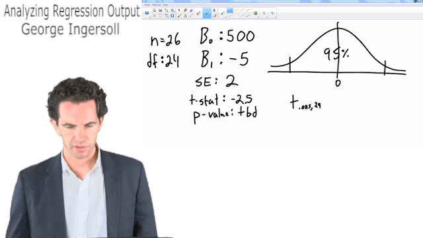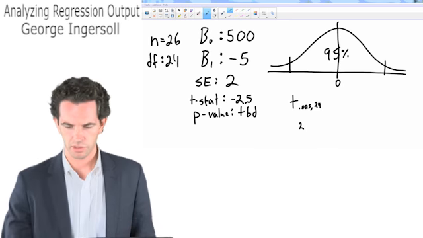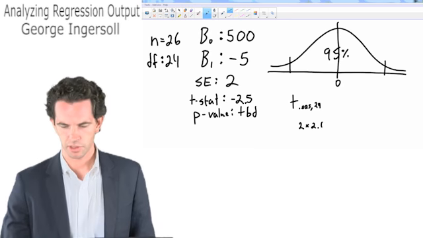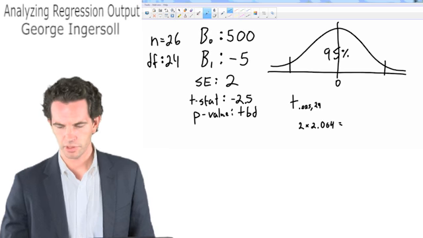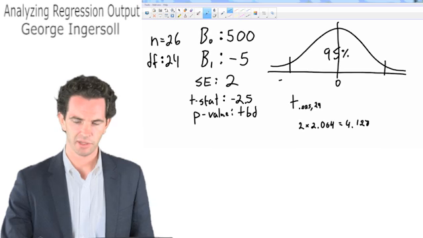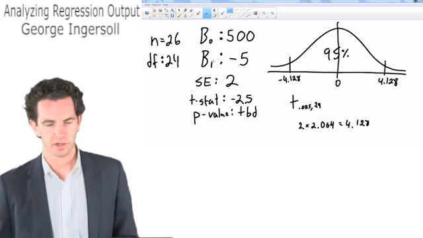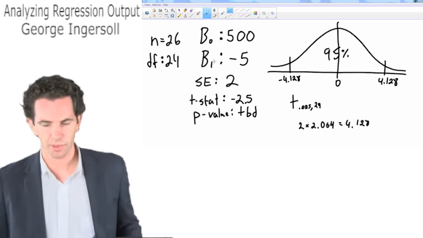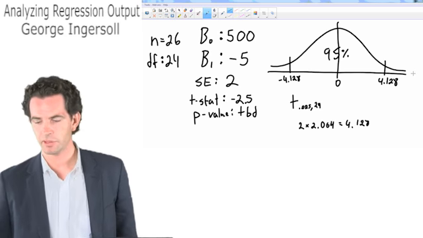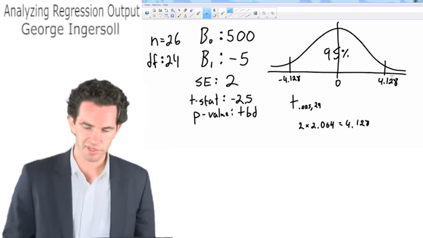Now, our standard error is 2. That's like our standard deviation. So 2 times 2.064 is equal to 4.128. So we're going to be out here at negative 4.128, and over here at positive 4.128. Now, is the coefficient of our slope outside this range? Are we significant here, at 95% confidence? Yeah. -5 is out here.